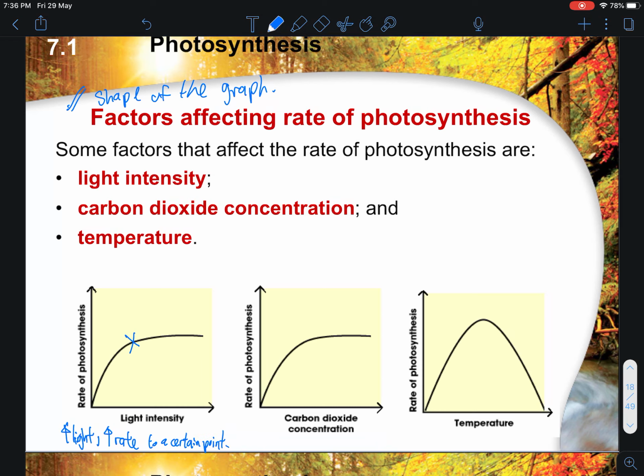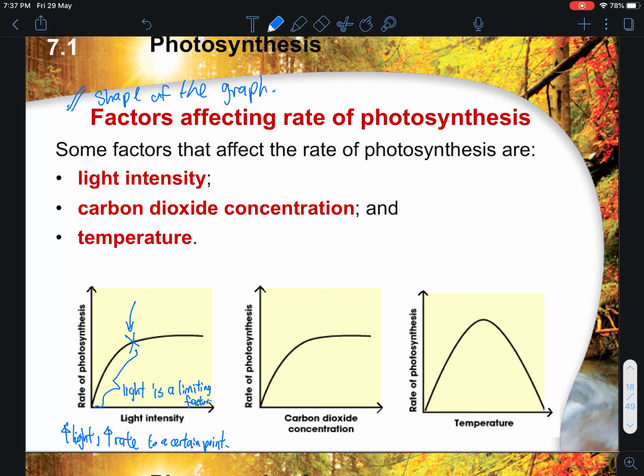Now, this is what we call the limiting point. Why do we say that? It is because at this particular point, any increase in light intensity does not influence the rate of photosynthesis. So there must be other factors that actually affect photosynthesis. So we can say that in this region here, light is actually the limiting factor.